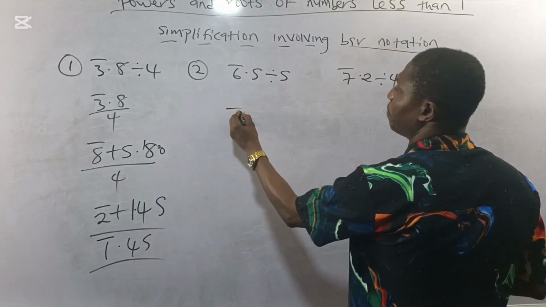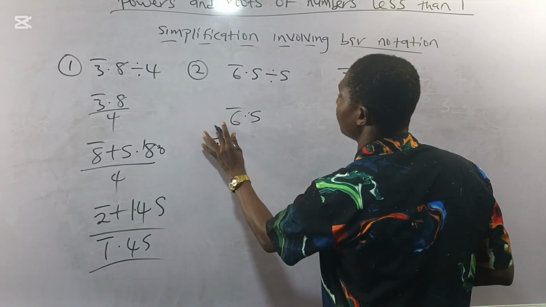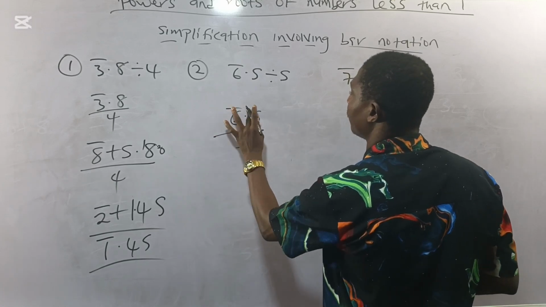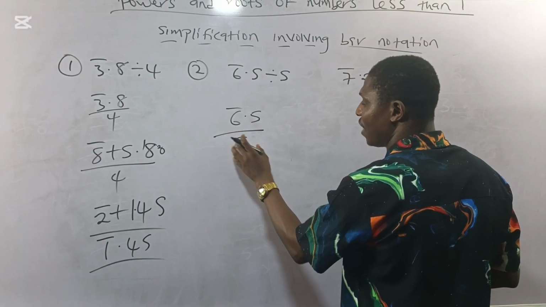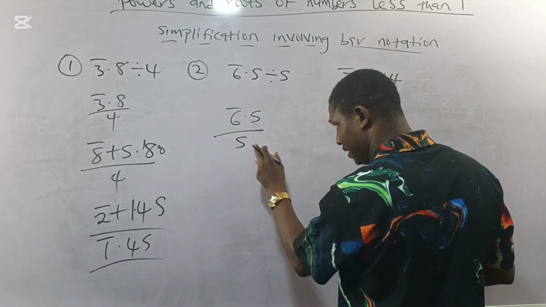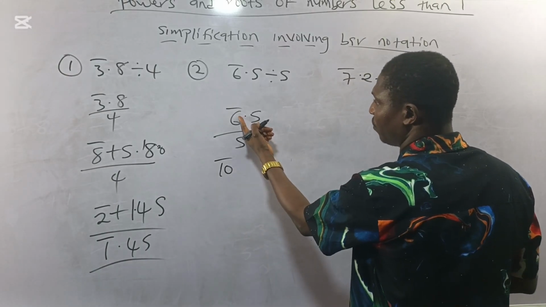And the next is bar 6.5 divided by 5. Now, the multiple of 5 greater than 5 is what? 10. So I have bar 10. Bar 10 plus what will give me what?